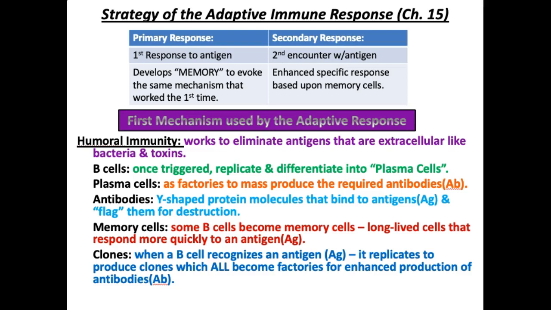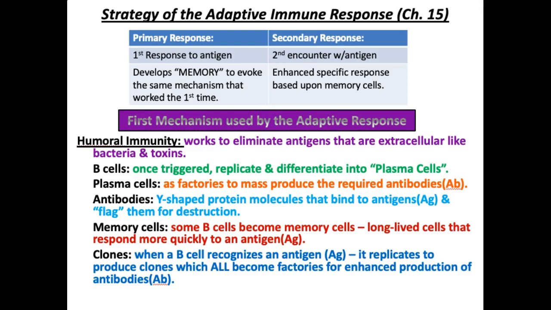Now, the adaptive response has two arms that work together, right? And the humoral immunity is one arm, and that immunity is designed to work to eliminate antigens that are extracellular, like bacteria and toxins, things maybe floating in the bloodstream. So you can see that we've got a variety of cells here involved, and I'm going to talk about these. I may not talk about them necessarily in the order that they're written on here.